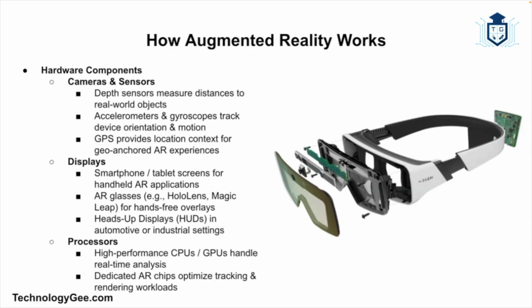All right, next let's talk about how AR works. AR technology relies on a combination of hardware and software components to deliver digital content that seamlessly integrates with the physical world. So here's a breakdown of how AR works. There are the hardware components such as cameras and sensors. AR devices use cameras and sensors to capture and analyze the physical environment. These include depth sensors, accelerometers, gyroscopes, and GPS. There are displays. AR content is displayed on screens such as smartphones, tablets, AR glasses, and heads-up displays. These devices project digital information onto the user's field of vision.